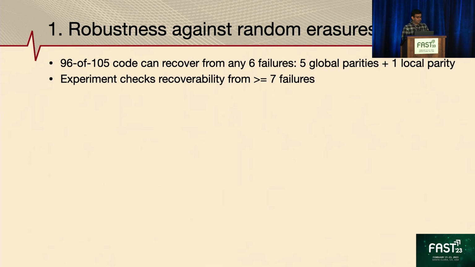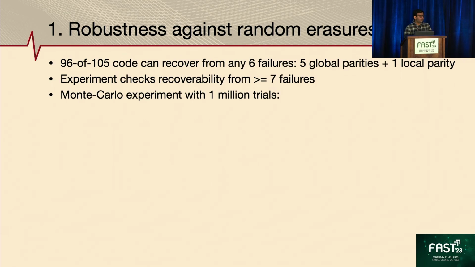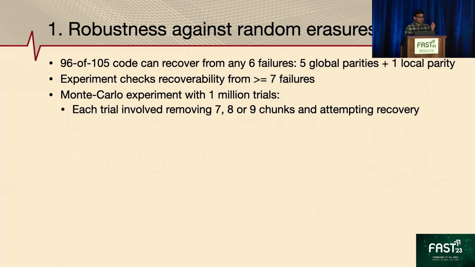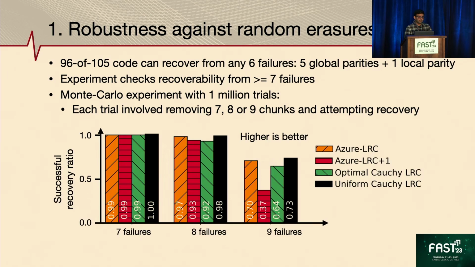Now in this experiment, we check for the recoverability from greater than or equal to 7 failures. So 7 failures, 8 failures, and 9 failures. And 9 is the maximum, because with 10 failures, you will have data loss, because there are only 9 parities in the stripe. So we run a Monte Carlo experiment with 1 million trials. Each trial involved removing 7, 8, or 9 chunks.